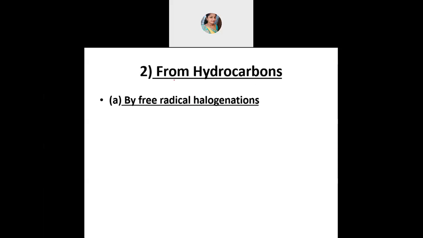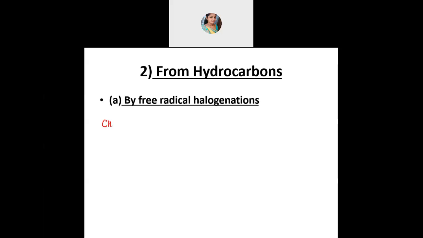Next is preparation from hydrocarbon, that is by free radical halogenation. You had this even in your 10th standard, if you remember. You take a hydrocarbon and make it react with any halogen. We will take chlorine here, it's easy to understand with chlorine, in the presence of sunlight. Do you remember this? Even in first year I repeated the same thing, in the hydrocarbon chapter.